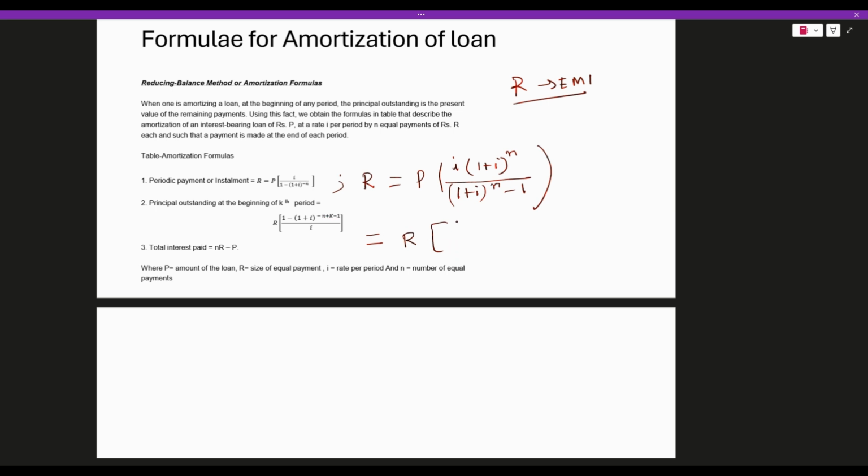This will be changed to 1 plus I to the power n minus k plus 1, minus 1, by I into 1 plus I to the power n minus k plus 1. Okay, either remember this formula or this one. If you know these two main formulas, then everything is done. Then you can excel in calculating EMI.